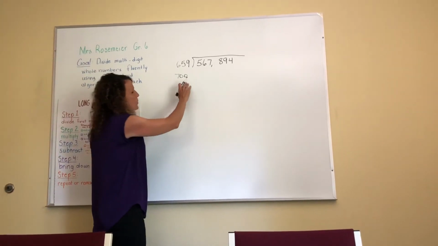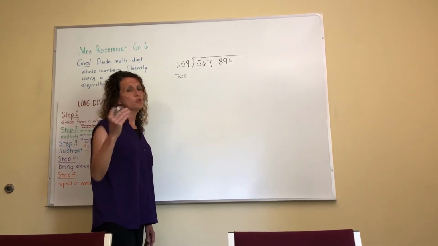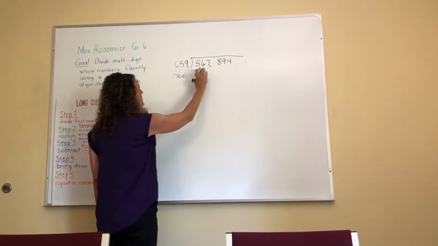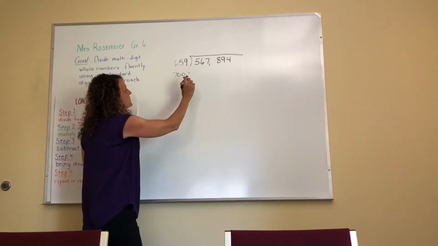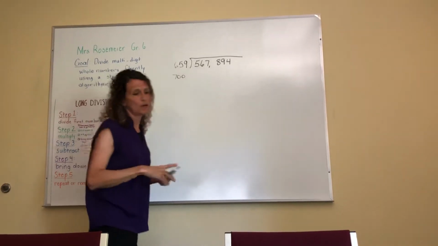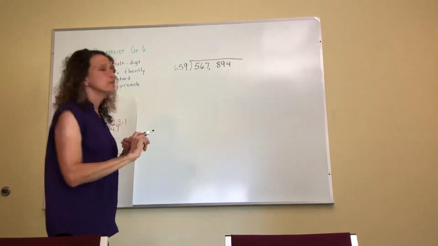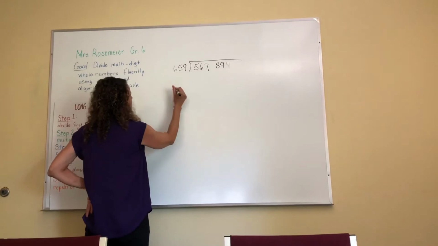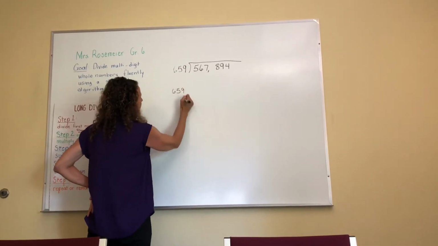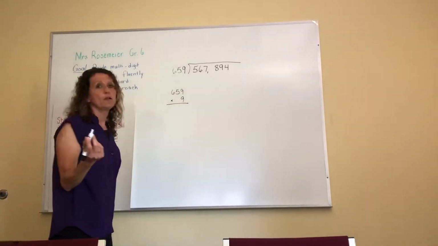7 times 8 would give us 56. And I think that 7 times 8 would be too small for this problem. So since I'm thinking that, maybe I would just go ahead and try the 9. So I would try a 9 to start out with. So over to the side of our paper, we're going to write our dividend, 659 times 9. Okay, to see what we get when we do that.